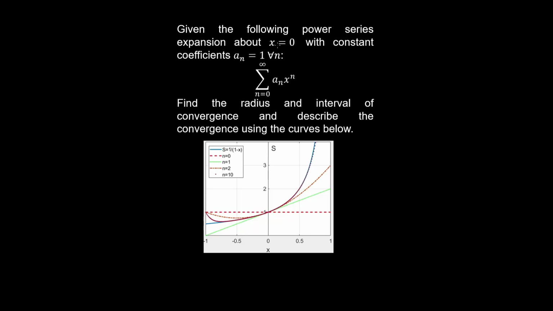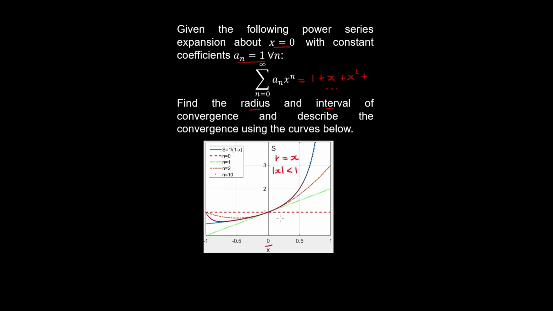Given the following power series expansion about x equals 0 with constant coefficients of 1 for all n, in other words, this power series can be expanded as follows. We're asked to find the radius and interval of convergence and describe the convergence using the curves below. Well, this is a geometric series with the ratio of x between the terms, so this only converges if the absolute value of the ratio is less than 1.